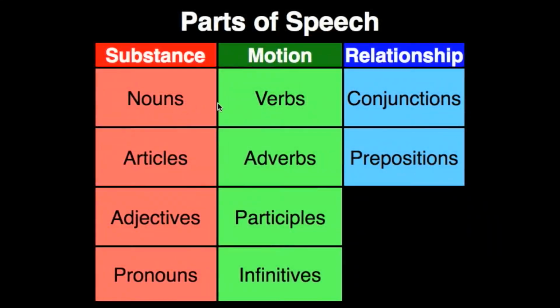Here it is, just about as zoomed out as you can get, our parts of speech. And you can see I've broken them into substance. These are words that don't move, okay? Nouns, articles, adjectives, and pronouns. And then we have our motion words, words that do move: verbs and adverbs, participles and infinitives. And then words that connect, relationship words: conjunctions and prepositions.